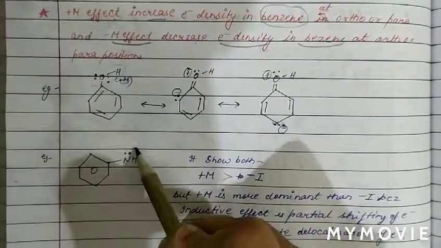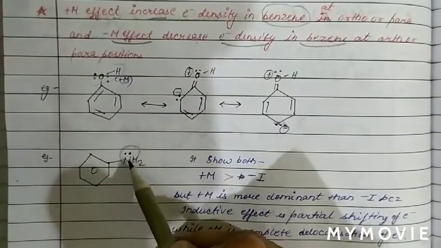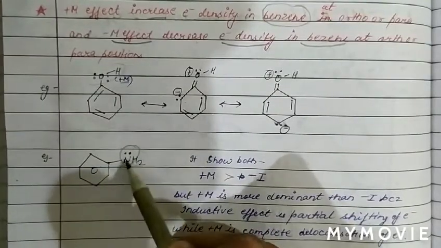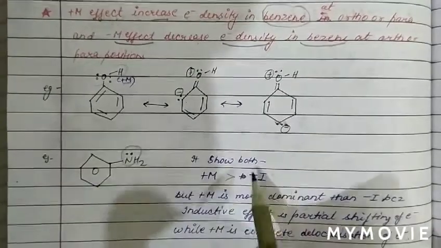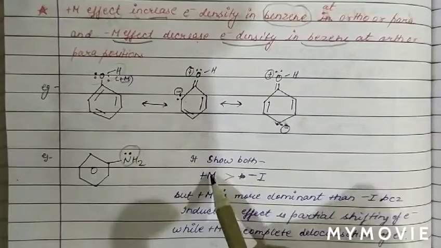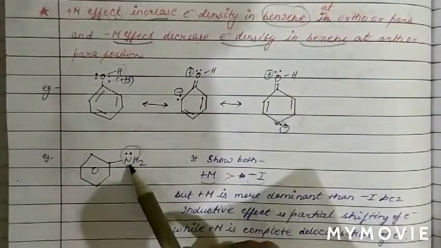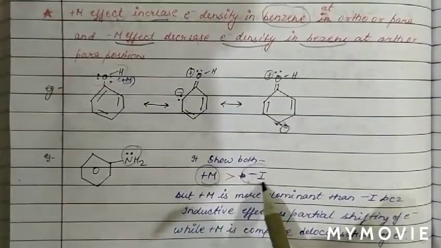Again, the atom which is attached to the benzene ring has a lone pair. Due to this, the group will behave as plus M. But after donation of the electron pair, there will be a positive charge on the nitrogen atom. So aniline can show both types of effect, plus M and also minus I. But in this case, plus M effect is more powerful as compared to minus I.